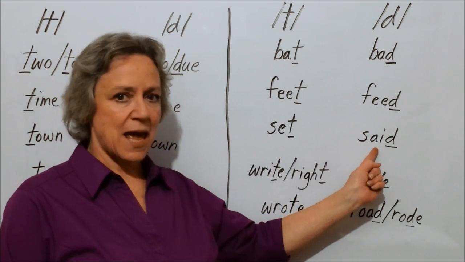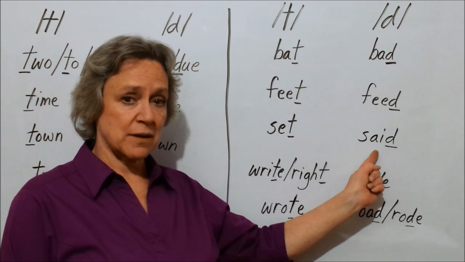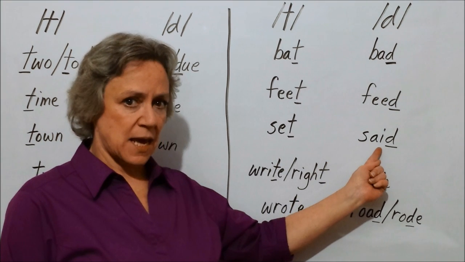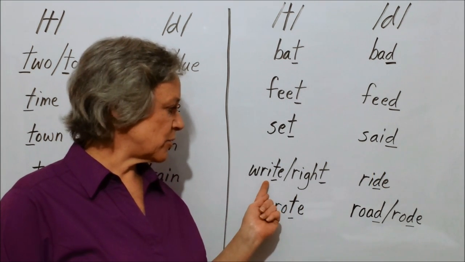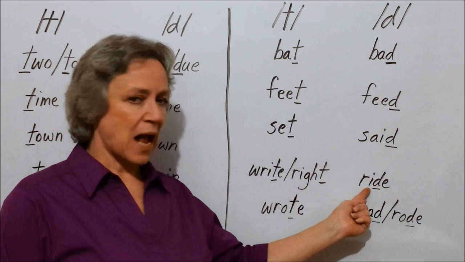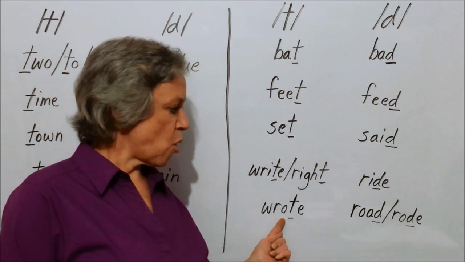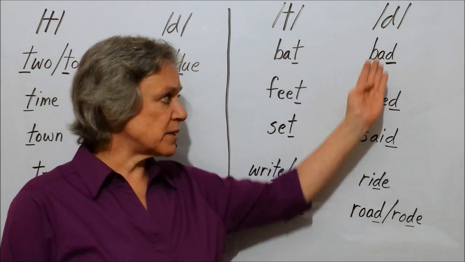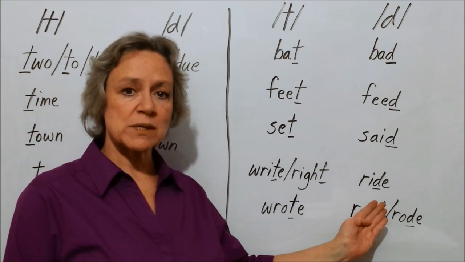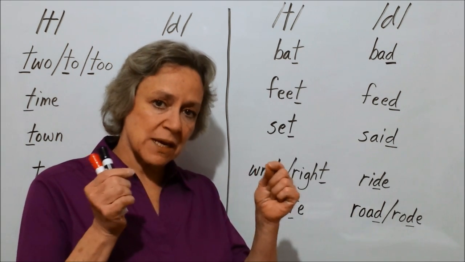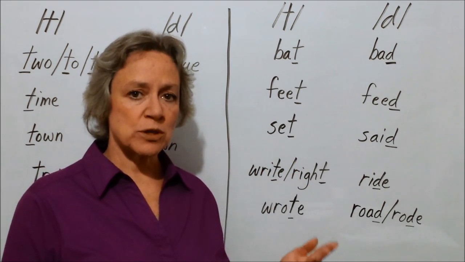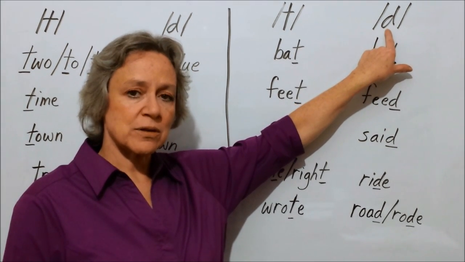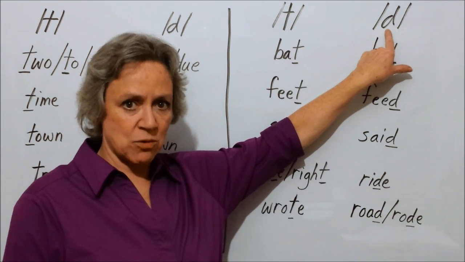Feet, feed. This looks different, doesn't it? But these are the same vowel sound. Set, said. Here the vowel sound is e, e. Right, ride. Rope, road. So the vowel sound is the same. However, on this side, the vowels will sound longer. They take more time to say. They're longer in length. They take more time because they occur before this sound, D. They occur before a voiced sound.